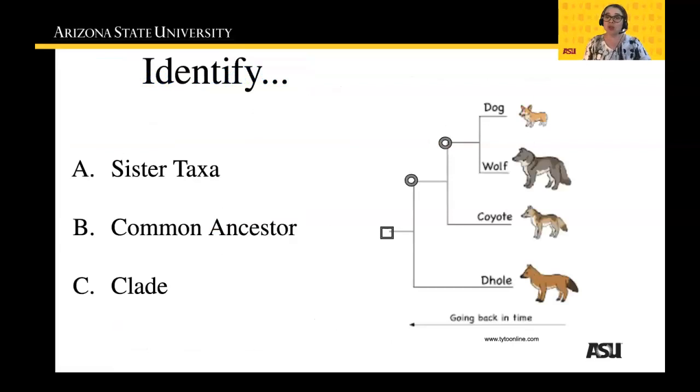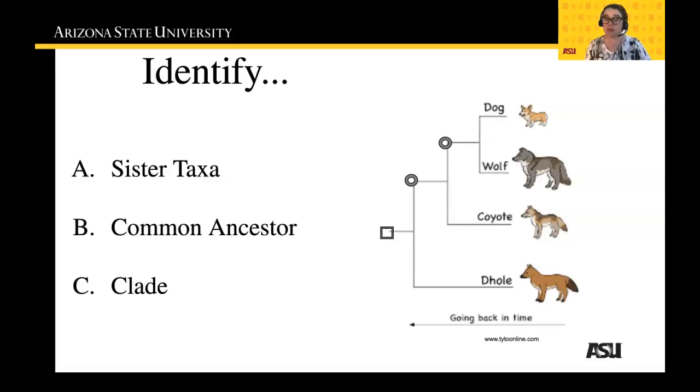So when we look at this cladogram or phylogenetic tree, we see a dog and a wolf, a coyote and a dhole. When we see these, we have common ancestor, we can see a clade, we can see sister taxa, and other taxa, right? So where is A, the sister taxa? The sister taxa exists between the dog and the wolf. They are sister taxa because they have one common ancestor between the two of them. They were derived from one common ancestor.